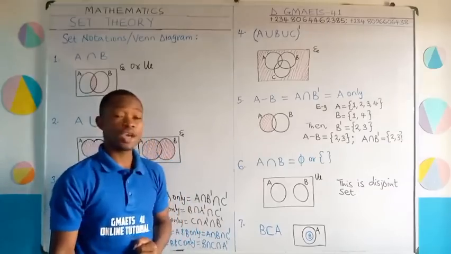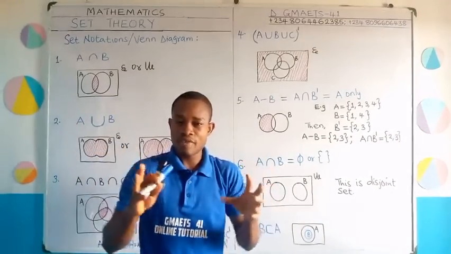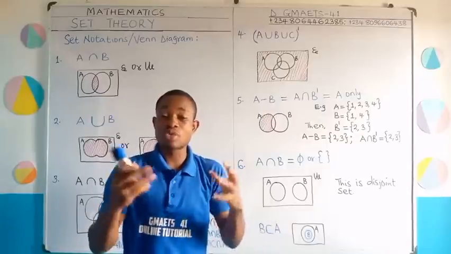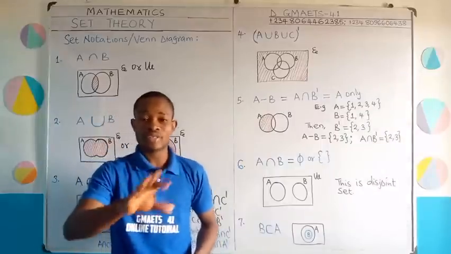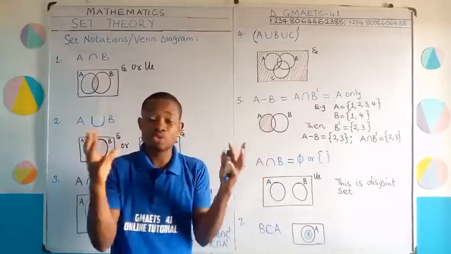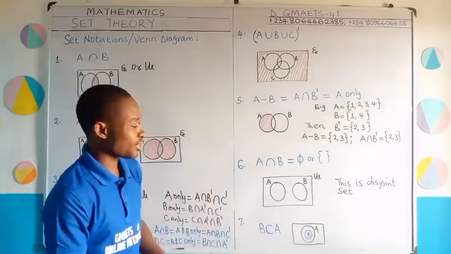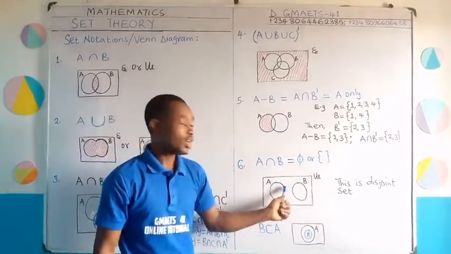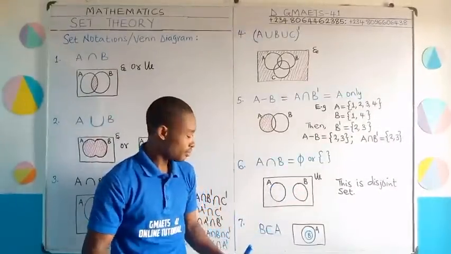In number 6 here, we have A intersection B, giving us an empty set. So if you are given sets such that the intersection of the two sets is an empty set, that simply refers to disjoint sets. It means that these two sets do not have any common element, and so they will not meet, they won't intersect. The diagram is what we have here, okay? You can see clearly that set A and set B do not meet.